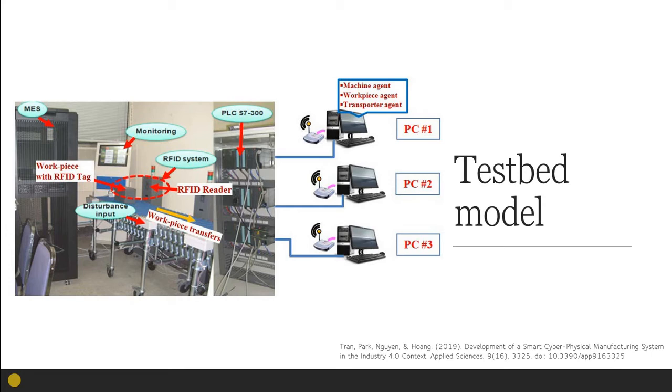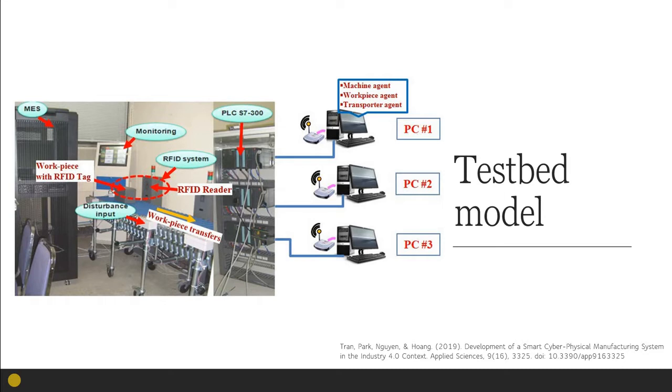Now, to see how this cognitive-based CPS model is realized, we will look at this testbed model. Cognitive agents were installed in a PC, in which each PC corresponds to a different machining process. So in this case, it is turning, drilling, and milling processes. Note that there are 3 agents that will work together for each machining process, which is the machine agent, the workpiece agent, and the transporter agent.